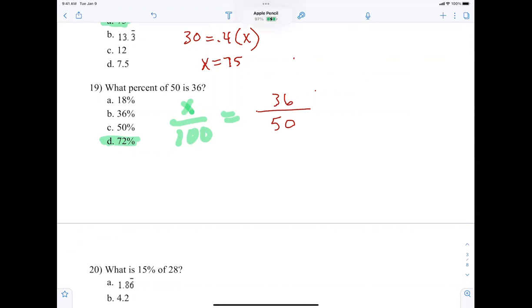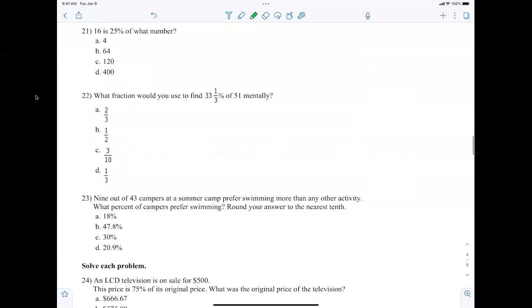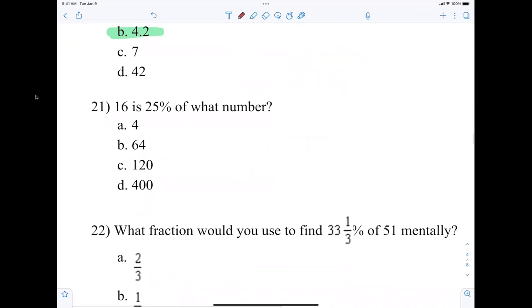I think we got time for one more page. I hope so. Hopefully you feel like this is easy. What is 15% of 28, which just means X equals 0.15 times 28, which is, help me, 4.2. Everybody's good with that? 16 is 0.25 times X. Wow, good job, guys. X equals 64.